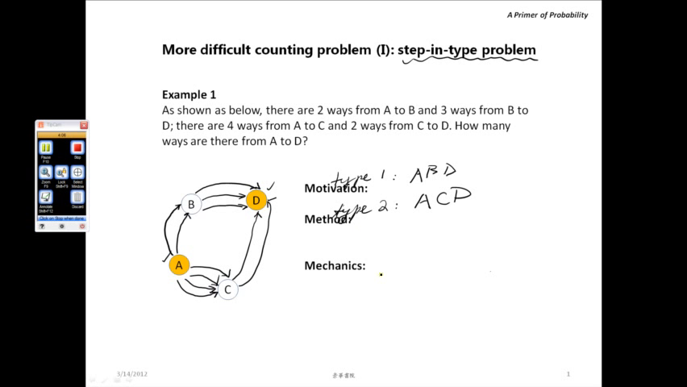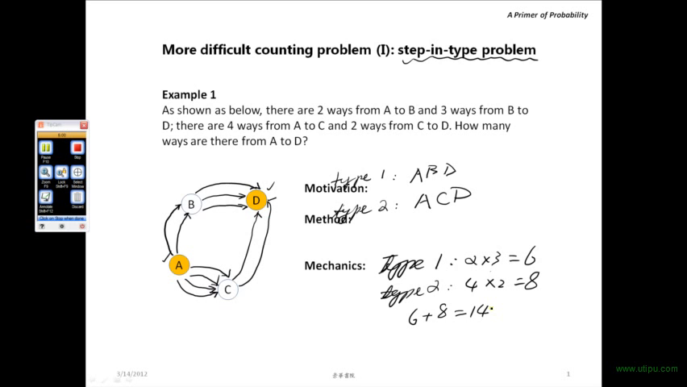And to do the calculation for type 1 together, there are 2 times 3 equals 6 different ways from A to D. And type 2 together, there are 4 times 2 equals 8 different ways from A to D. Now we can sum up then, which is 6 plus 8 equals 14 different ways from A to D. This answers the original question.